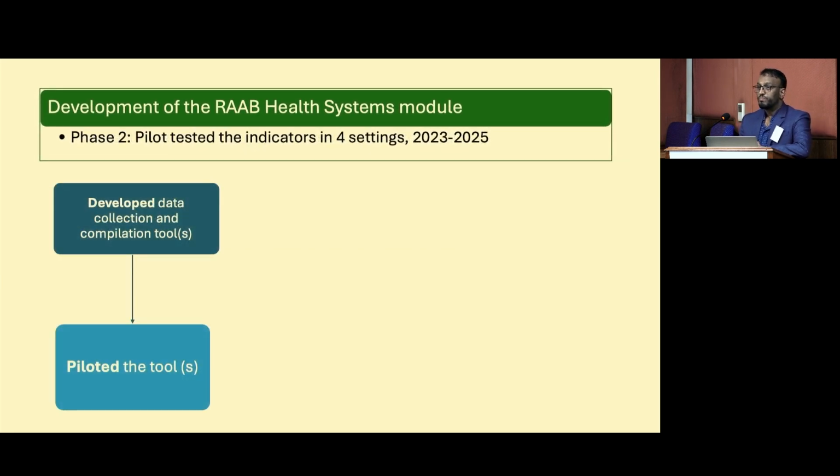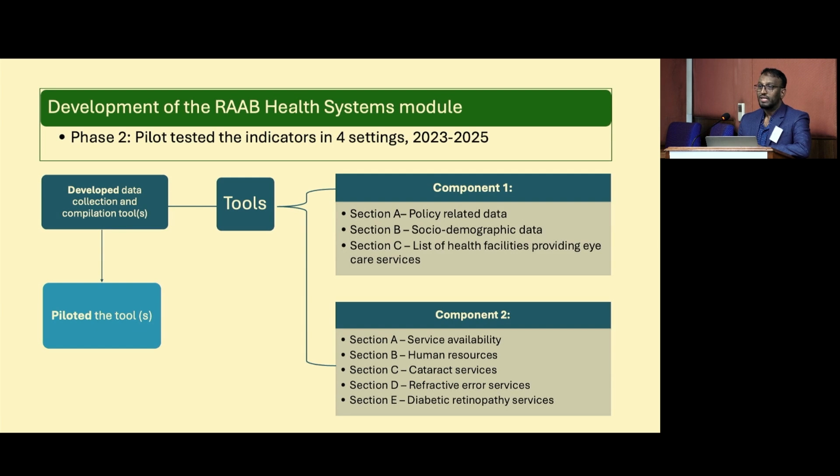And then in phase two, we pilot tested those indicators and the tool, to see whether those indicators make sense for the countries and to what extent we can get the data for these indicators. We developed the data collection tool and data compilation tools in basic Word and Excel format, and then we piloted the tool. The tool has mainly two components, and that covers a wide range of issues: policy-related data, socio-demographic context of the catchment area where RAAB will be implemented, and a list of the health facilities. And then the team goes to the health facility to collect specific data about service availability, human resource situation, and then three morbidity conditions: cataract service, refractive error services, and diabetic retinopathy. So these are the three conditions prioritized by the interview participants based on the criteria I mentioned.